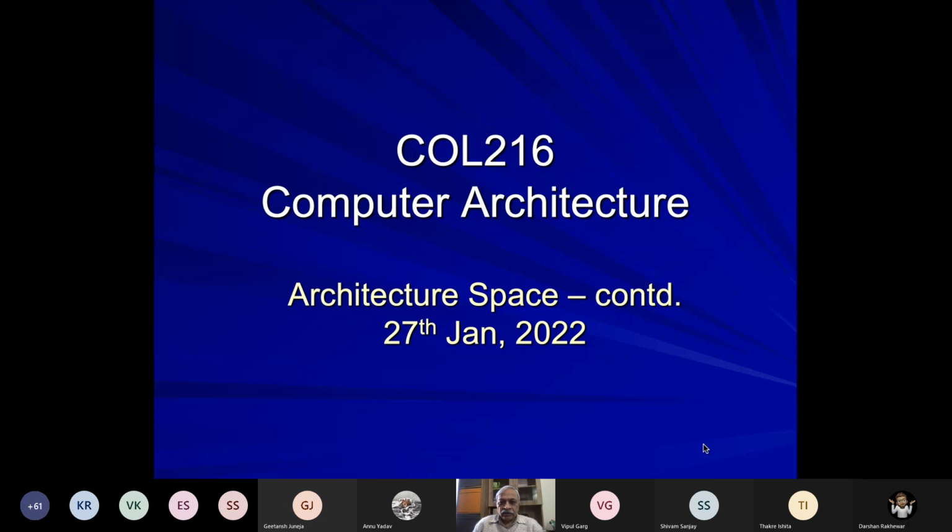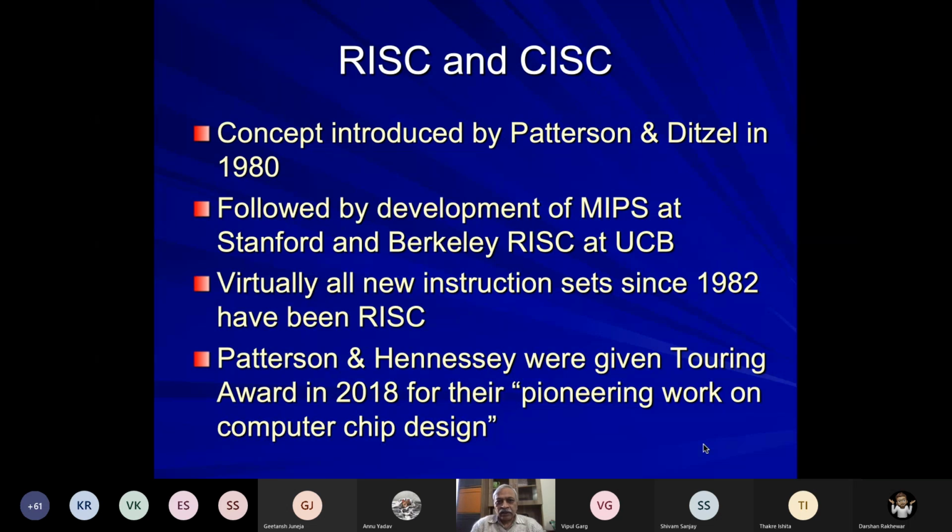I'll continue with the discussion of the last lecture. We were talking of different types of architectures, and I talked about the concept of RISC and CISC style of processor design. This was a concept introduced by Patterson and Ditzel in 1980, and then their group, as well as one group at Stanford, developed processors based on the proposed ideas. And in fact, in industry, all the new designs which have taken place have been based on the RISC idea.